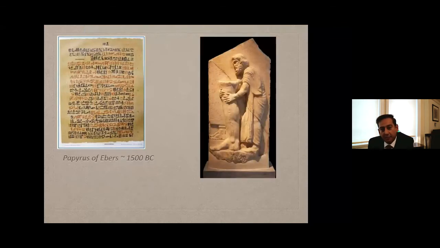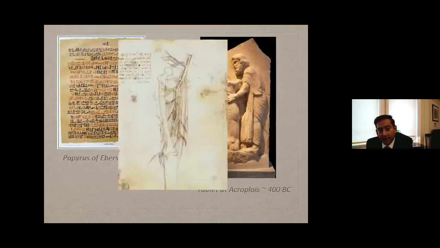The next thing that we've got on my slide is this tablet that was discovered at the base of the Acropolis back in 400 BC, where you can see that there is a depiction of a leg with a varicose vein on it. And then this was followed on by this very detailed diagram of the venous anatomy in the groin by Leonardo da Vinci, and this is in 1400 AD. So this is the history of varicose veins.